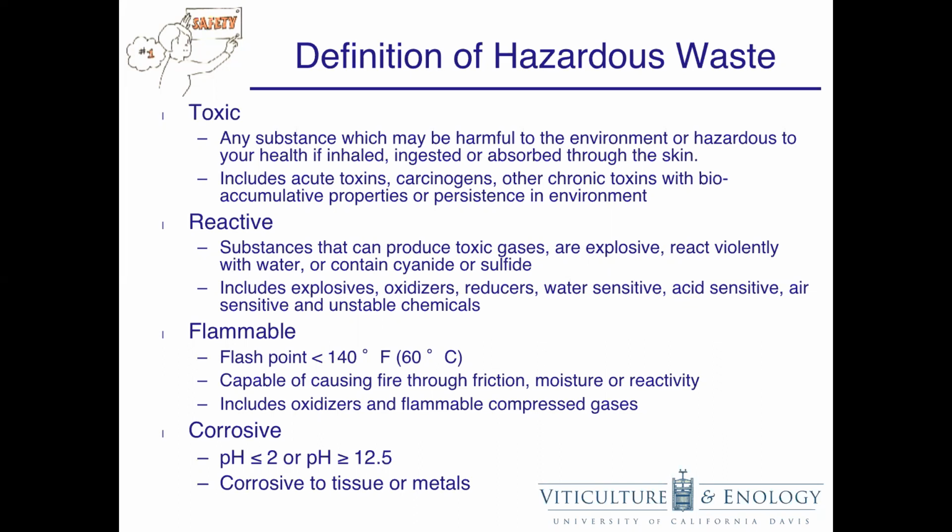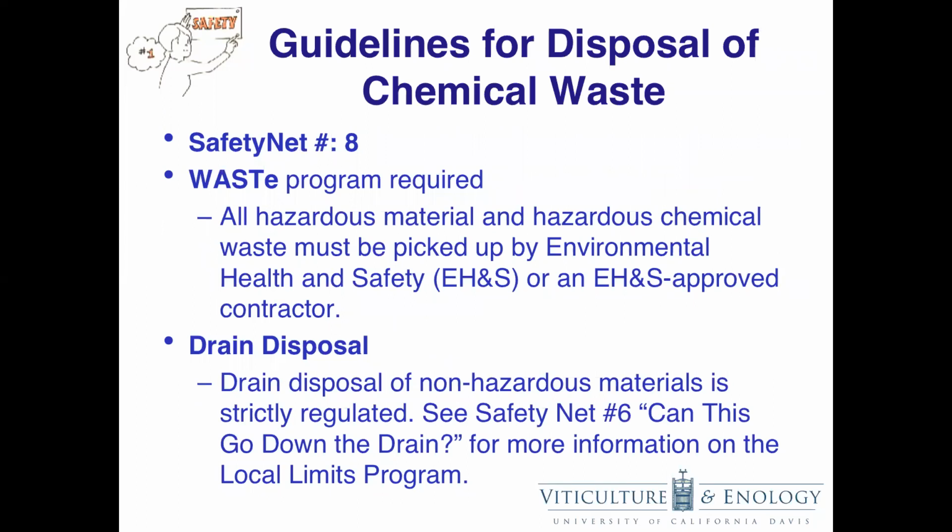Corrosive substances have a pH less than or equal to 2 or greater than or equal to 12.5 and are corrosive to tissues or metals. Guidelines for disposal of chemical waste can be found in Safety Net 8. Another online safety tool is the Waste Program.